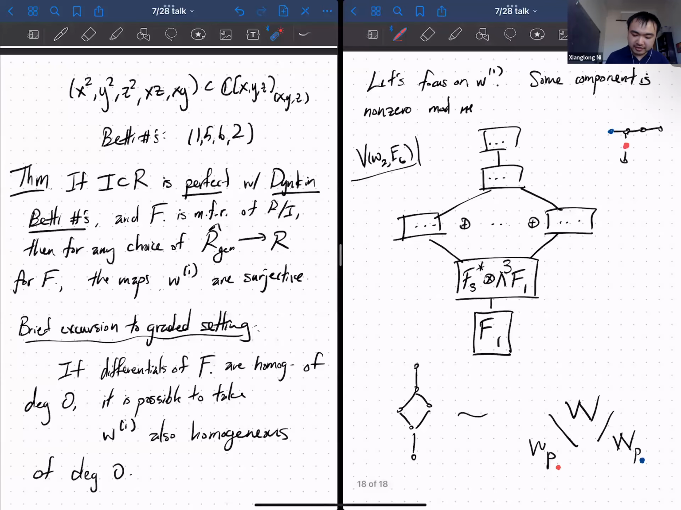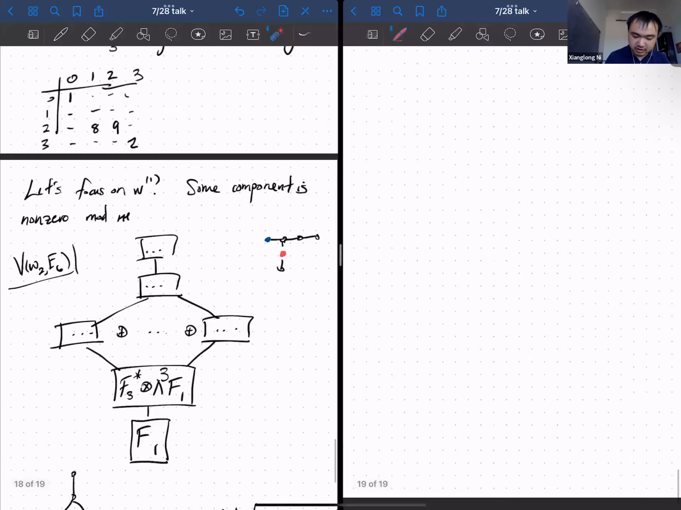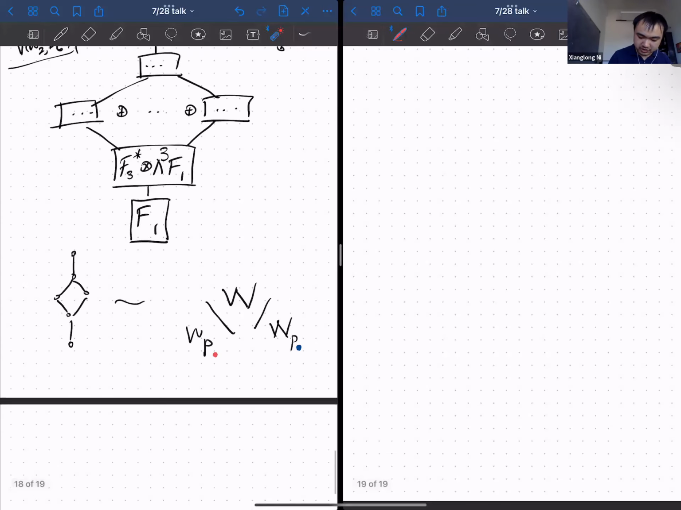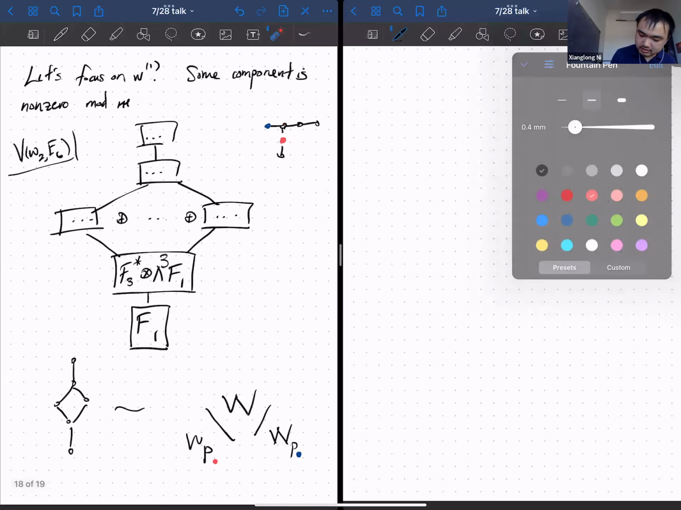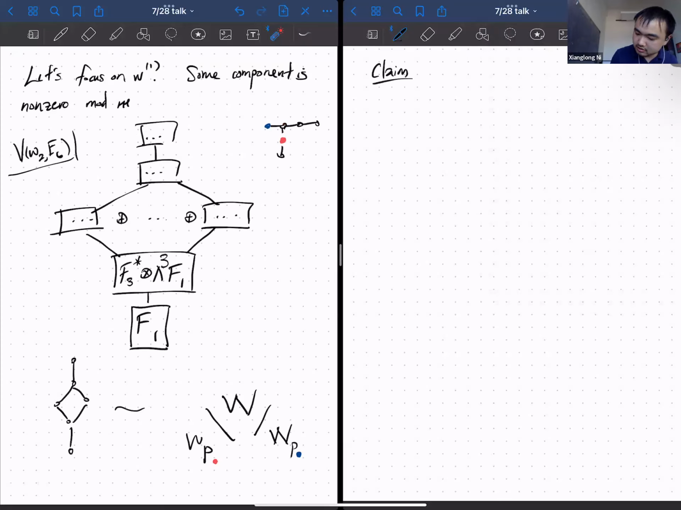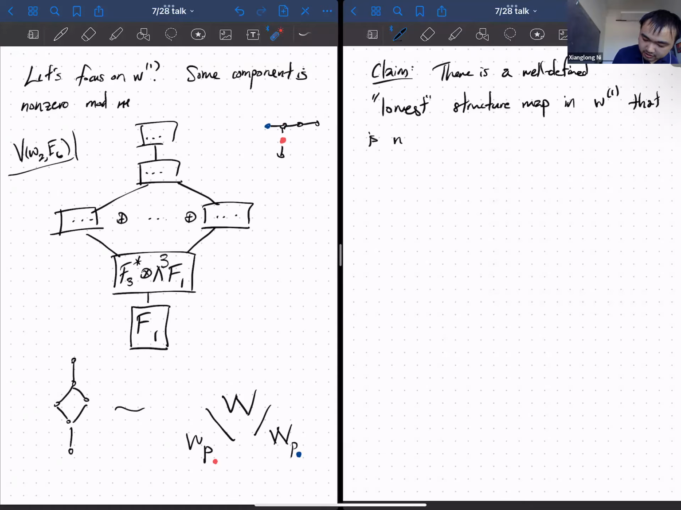I claim that there is a well-defined notion of a lowest extremal structure map in W1 that is non-zero mod M. Right, so the substance of this claim, right?